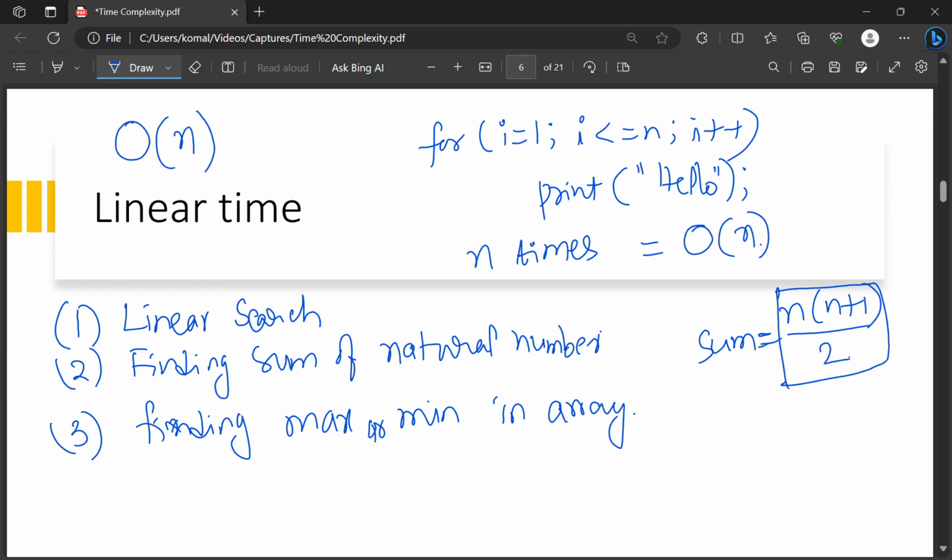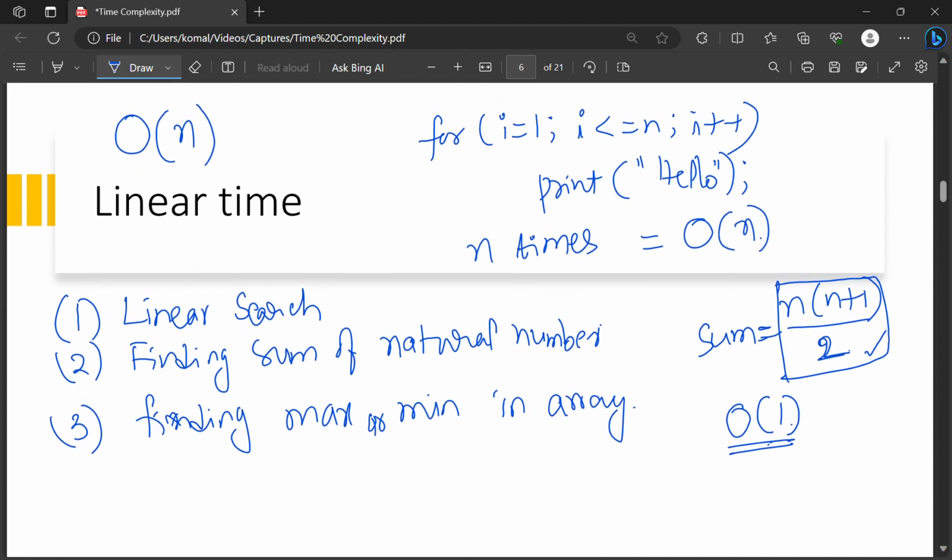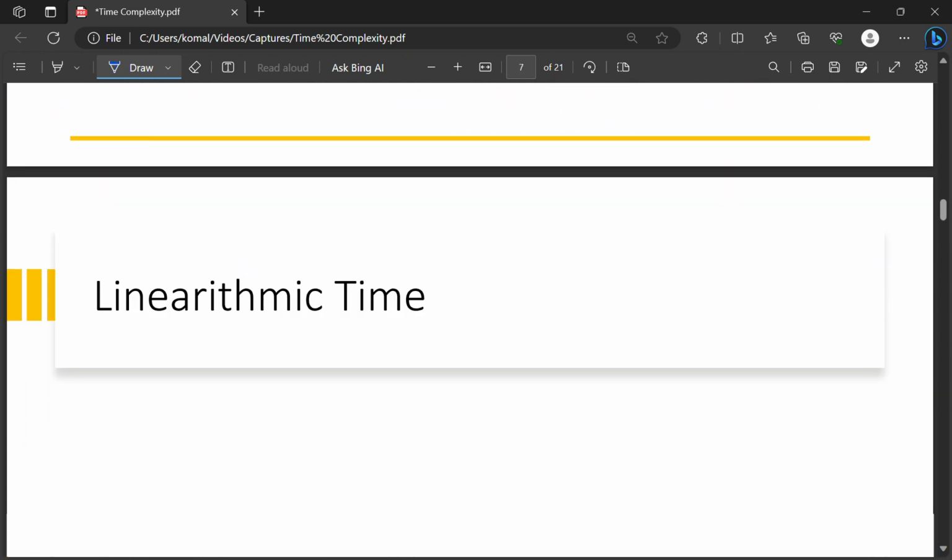Suppose you are applying this formula, please remember that the time complexity is constant. Finding the sum of natural numbers can be done in two ways. One is using loop statement and another one is applying the direct formula. If you are applying the direct formula, the time complexity is constant. Why? Because it does not depend on n. N could be any number. The number of operations will not vary. That is about linear time complexity.